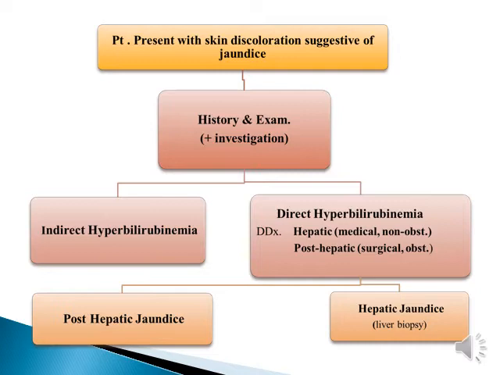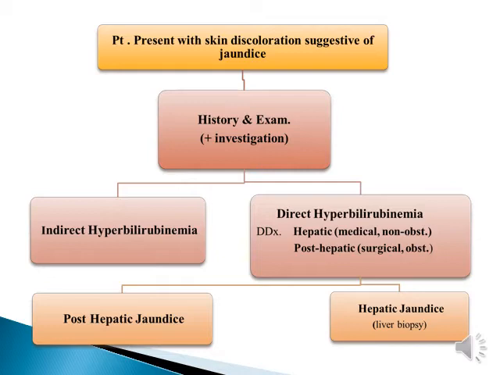So let us put all this information, history, examination and investigation, in this algorithm. Now the patient presented with skin discoloration suggestive of jaundice. The next step is history, examination and investigation, and we've already done that. We've spoken about history, examination, and mentioned the investigations. Now in the algorithm, either we go to the side of indirect hyperbilirubinemia, which is outside the scope of this lecture, and the patient will go to medicine.